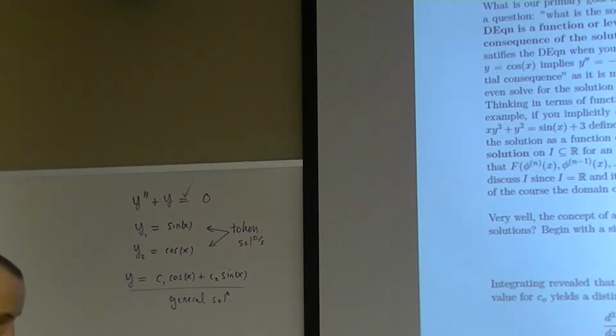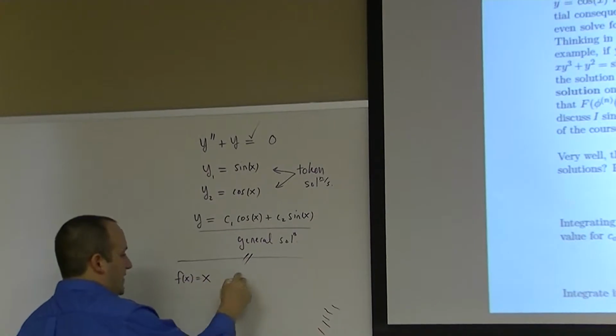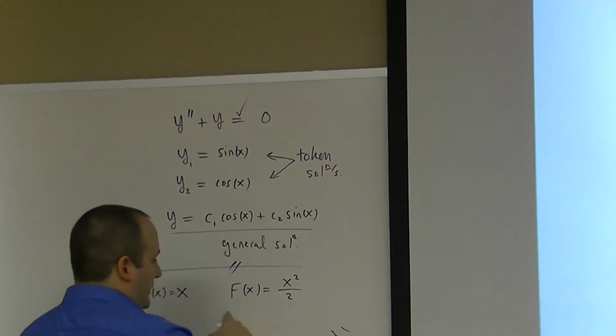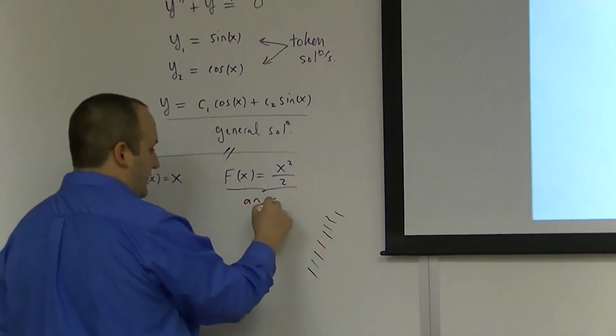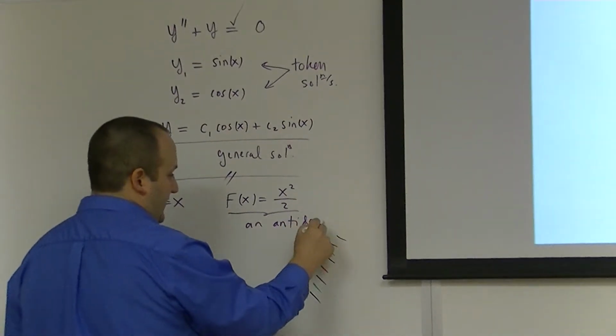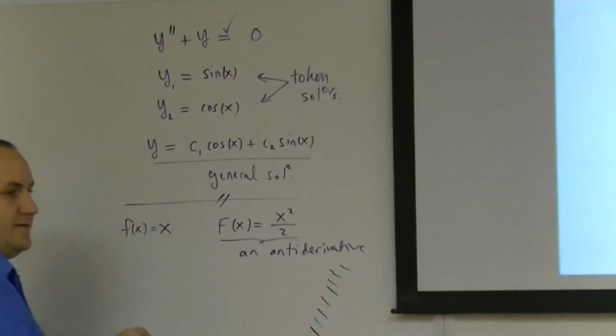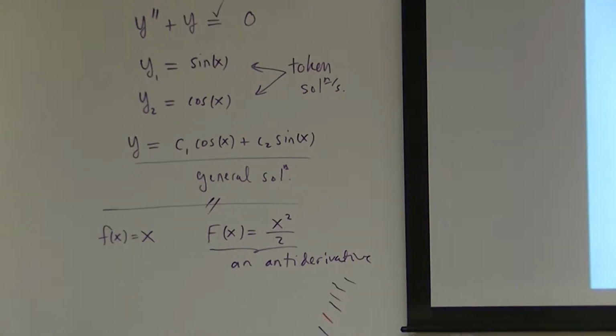So you've seen this sort of thing before when we talked about integration, right? We also had this kind of problem, a very similar situation. If I've got x = f(x), then if I have big F(x) = x²/2, this is an example of an antiderivative, right? Because if I differentiate big F, I get back little f, right?